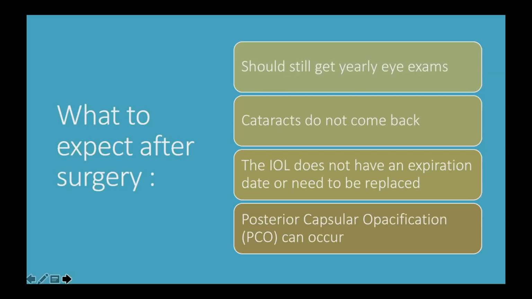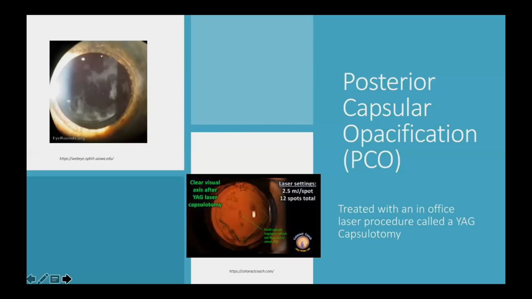The one thing that can happen is something known as PCO, or posterior capsular opacification. If you remember from Dr. Ramanathan's analogy, we have that M&M and we leave that candy coating intact. We take everything out from the inside and we put the implant in its place. Sometimes the back part of that candy coating can get cloudy, and that's what posterior capsular opacification is. Sometimes it's referred to as a membrane, clouding, or scar tissue, but it's essentially clouding of the back part of that capsule.